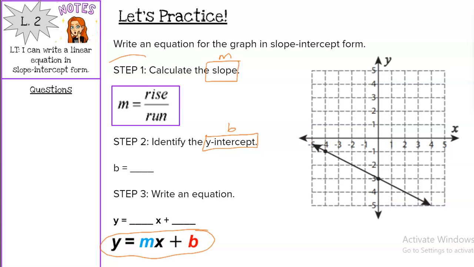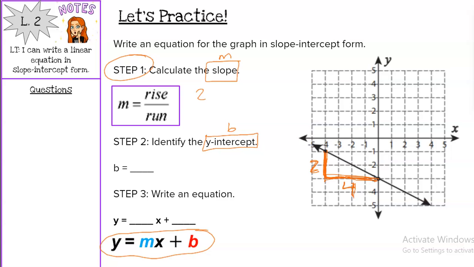So first off, step 1, we'll calculate our slope. So rise over run. Remember, we make that slope triangle, and then we calculate that rise over run. So we have our rise is 2 and our run is 4.